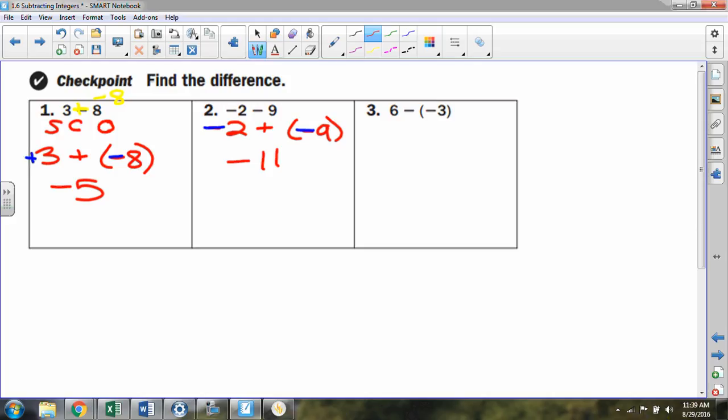For number 3, we have same, add the opposite. 6 plus positive 3, 9, and we're done.